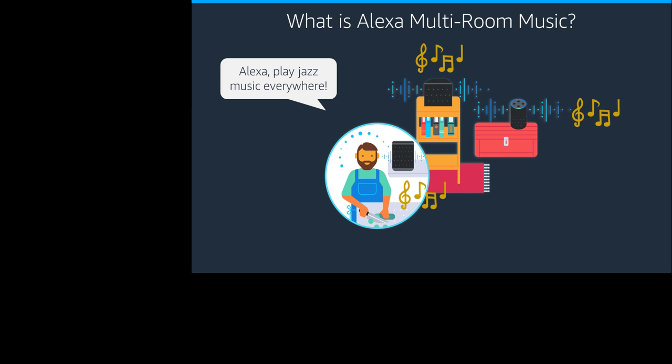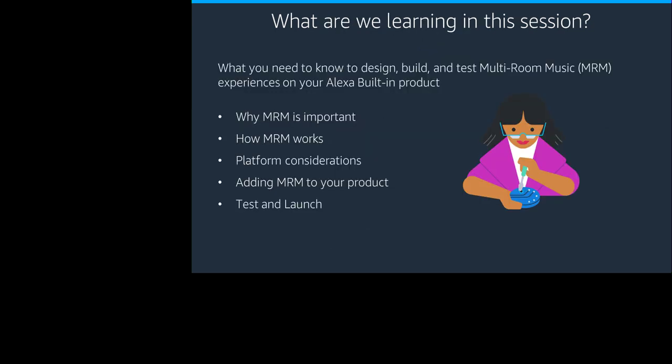So for example, if you wanted to play music on all of the devices in your home, you would make a group called Everywhere, for example. And then you would just say, "Alexa, play jazz music everywhere," and it would play on all of the devices in your home that are within that Everywhere group. It's a really attractive feature for consumers because, as we know, when you have multiple speakers around the house, you want to be able to have them all working together, and that's exactly what Alexa multi-room music allows you to do.